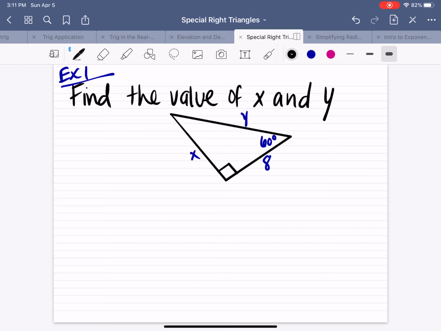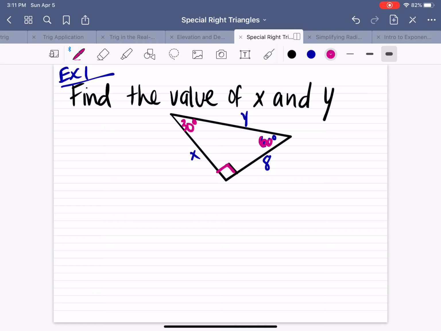The first thing you have to do is identify what type of triangle you have. And of course, you have a 30, 60, 90. Here's how I got that. This is obviously a 90. This is a 60. So our missing angle will be 30, because the three angles in a triangle add up to 180 degrees.